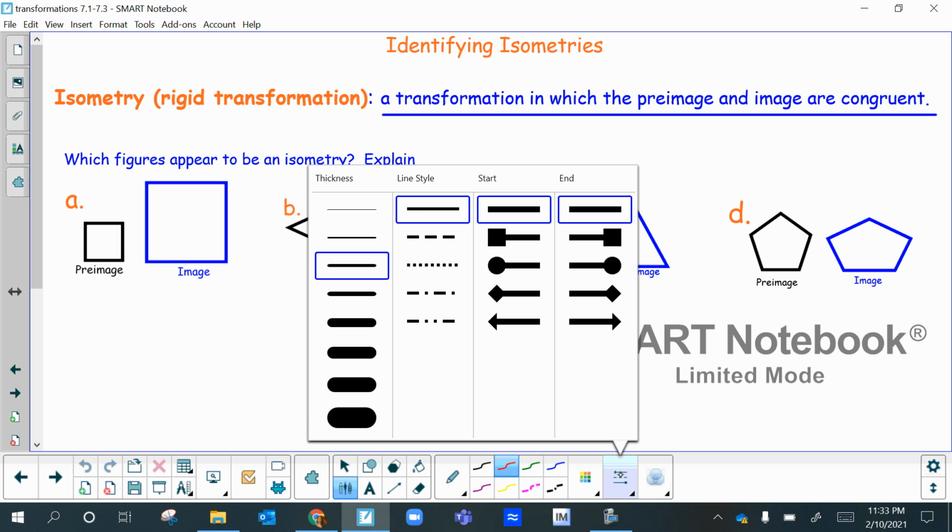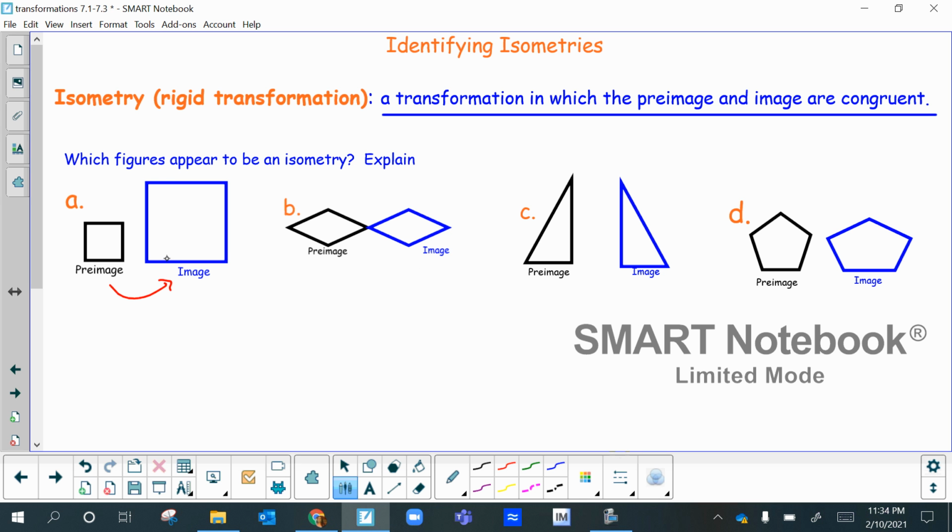So this first one obviously got bigger from the pre-image to the image. So these are not congruent. They're similar, but they're not congruent. So this is not an isometry, okay? So this one, I'm just going to put an X through it, not an isometry. Over here, it looks like this is a rotation or a reflection where it flips over this line right here. Okay, or again, it could be a translation. And it looked pretty identical. So this right here, this one is an isometry.